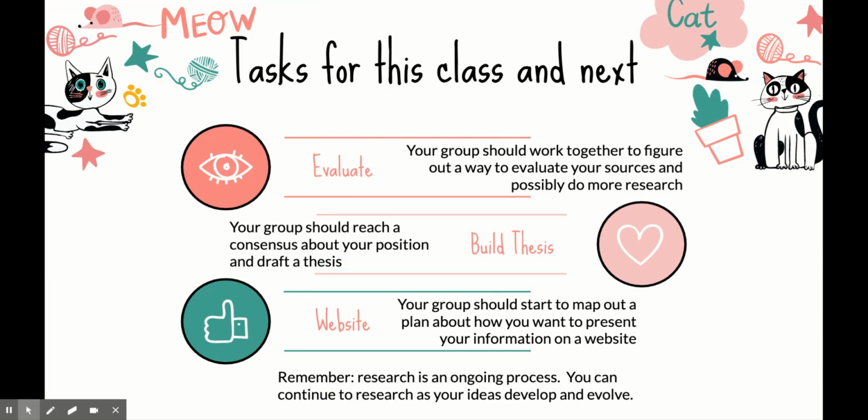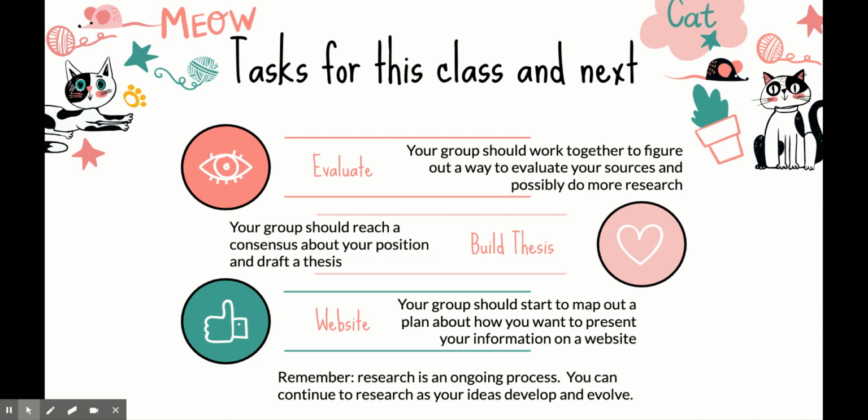So coming into that, these are the tasks for this class and next. First task, evaluate. Your group should come together and figure out a way to evaluate your sources and possibly do more research. It's up to you how you want your group to work, but you have to come to a consensus about how you are going to divide up the work. You can stay on conference call for the entire 80 minutes, or maybe you divide up work and work individually and then come back together. You all need to decide what to do.